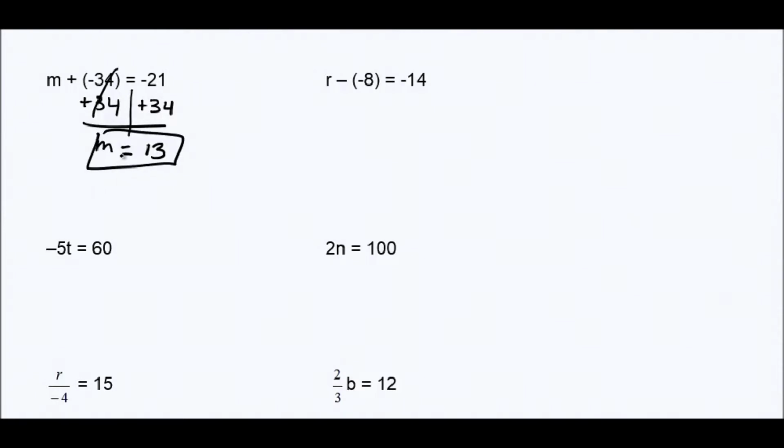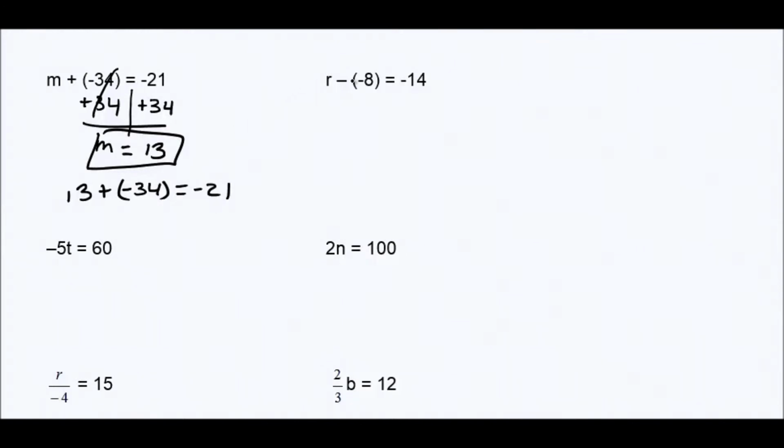M equals 13. And you could check this by plugging the value back in. So what you want to do is, if m equals 13, then you substitute it back in for the m. So you have 13 plus a negative 34, and you want to see if that equals negative 21. And that does. So we know that m does equal 13.